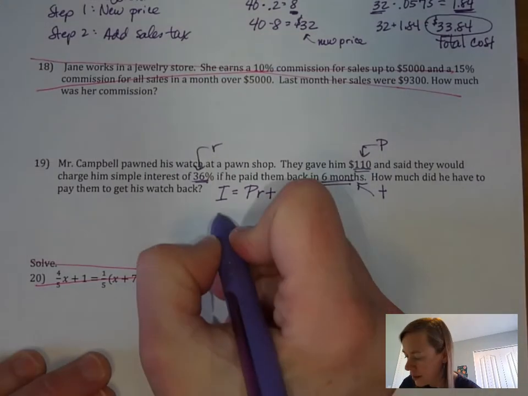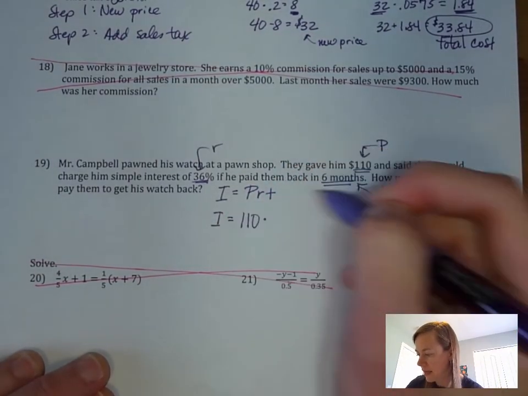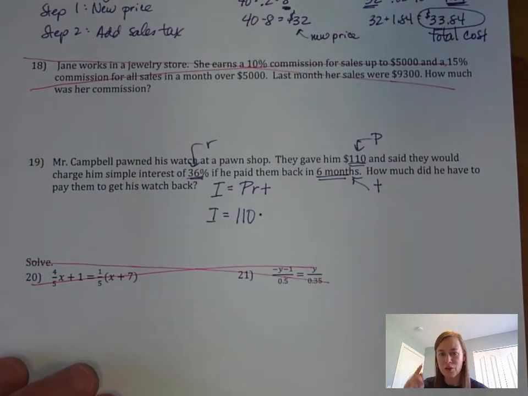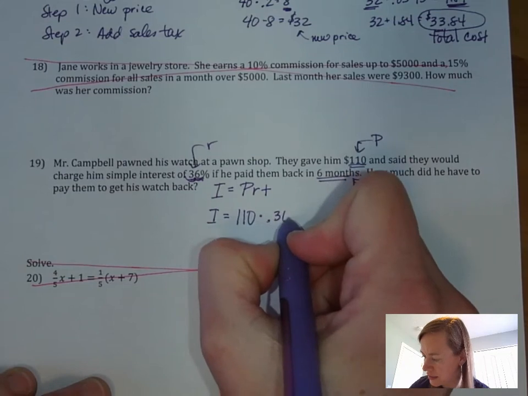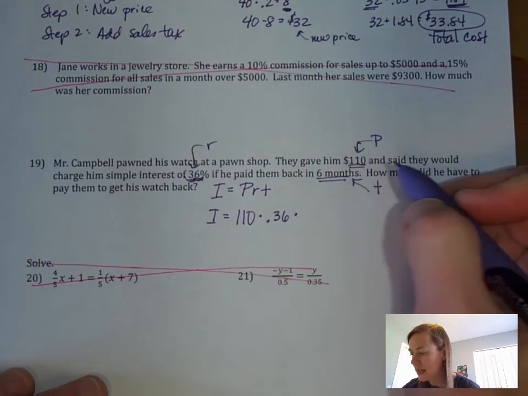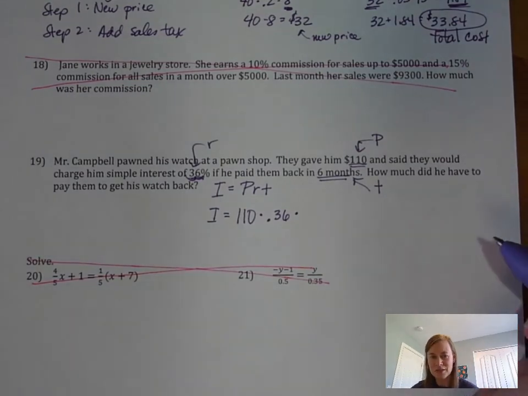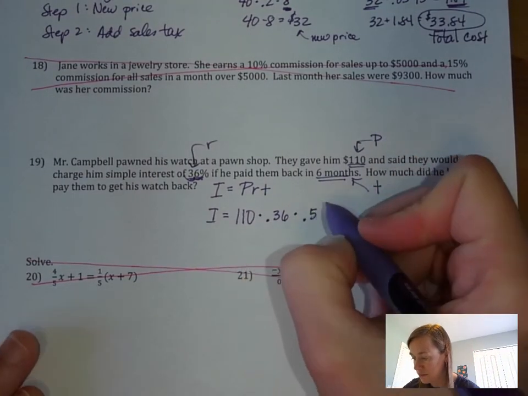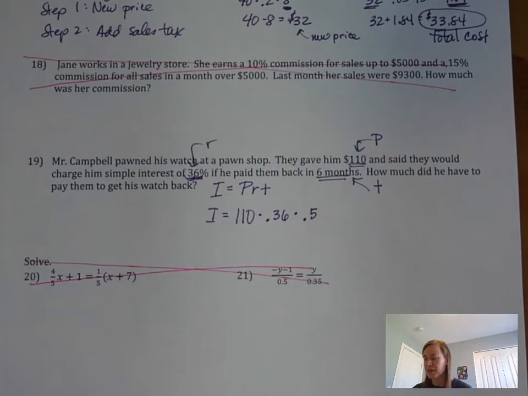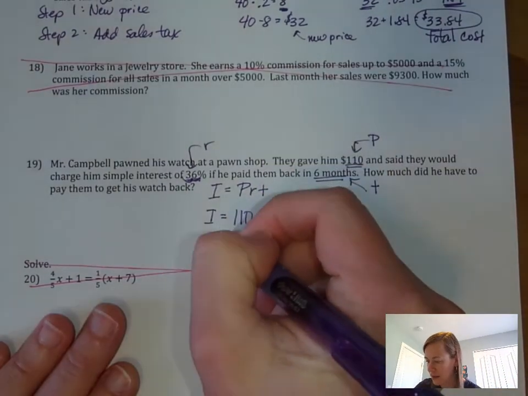So interest is going to equal principal, 110, times the rate, which is 36%. Remember, you don't want to put it in as a 36. You've got to move that decimal. So 0.36 times the time. Now, how are we going to put the 6 months in there? We need to change the 6 months into years. 6 months is half of a year, so I'm going to put 0.5. Okay? So now we have interest equals principal times rate times time, and we're just going to do the math in the calculator.